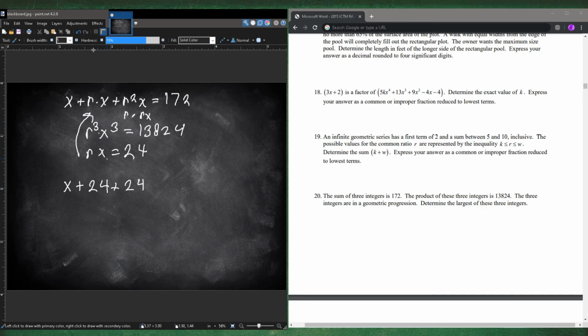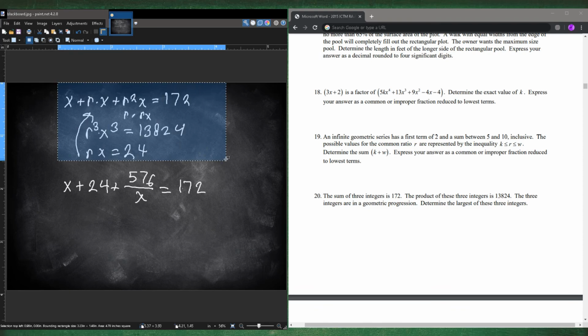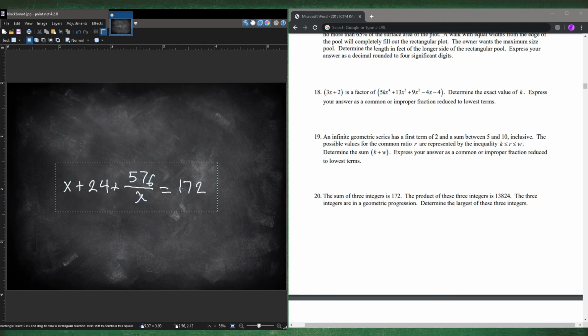And r, if you rewrite this, is just 24 over x. So it's 24 times 24, which is 576. Sorry about that. 576 over x is equal to 172. So we know that is true. Let's move this up, because now we just have to find x.